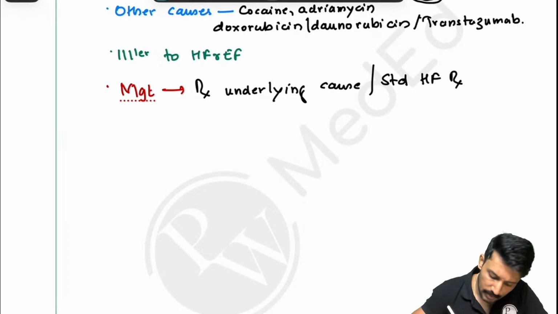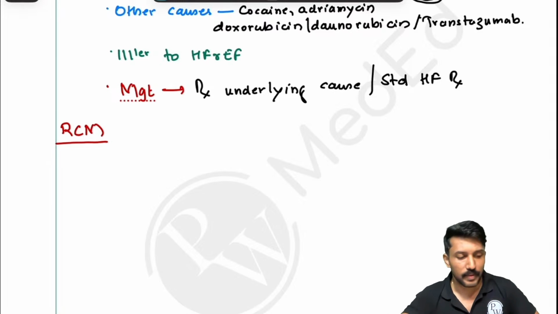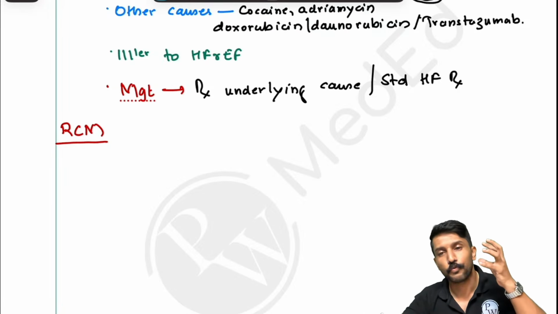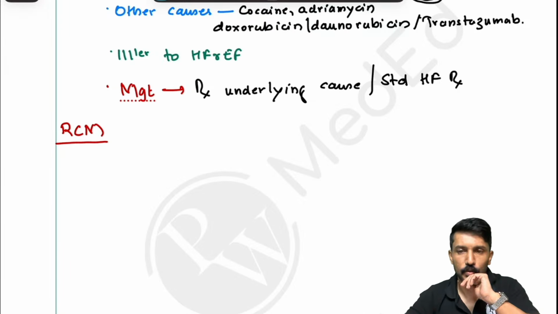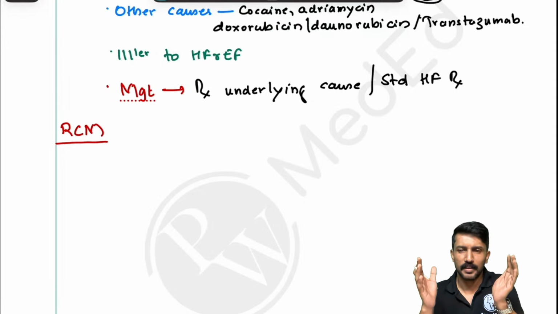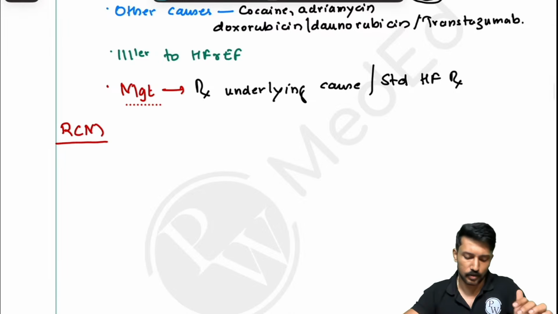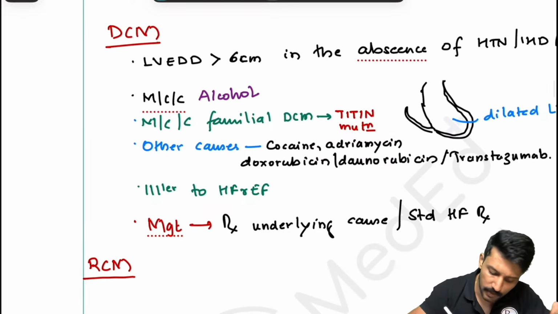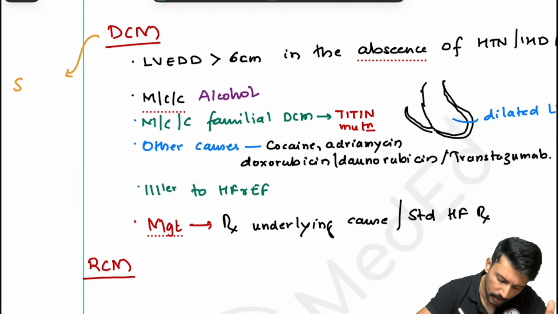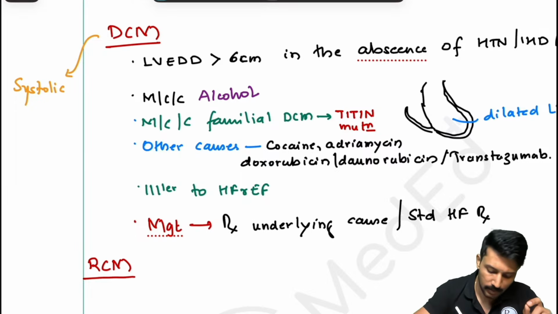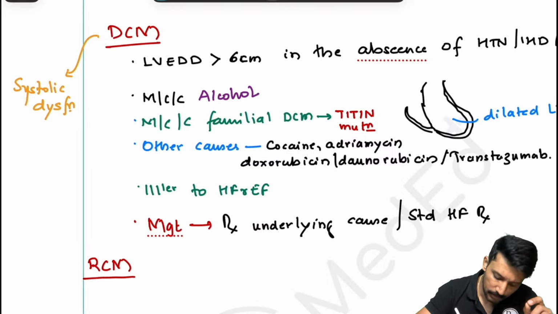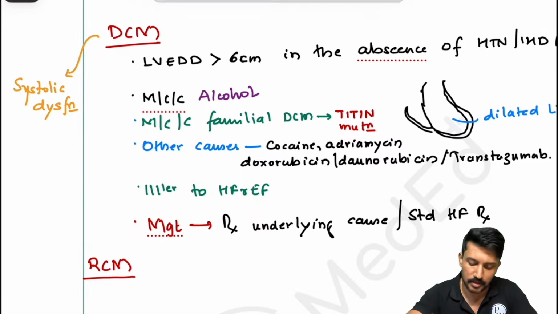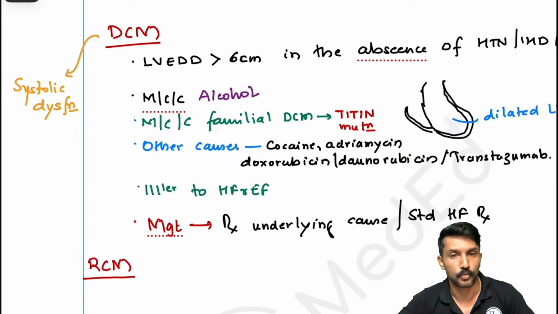The next one is restrictive cardiomyopathy. In restrictive cardiomyopathy, there is restriction to ventricular filling. In dilated cardiomyopathy, the ventricle is dilated, it is failing to eject the blood. So it is primarily a systolic dysfunction, because the ventricle is atrophied. During systole, I can't eject. That's why my ejection fraction is going to be reduced.